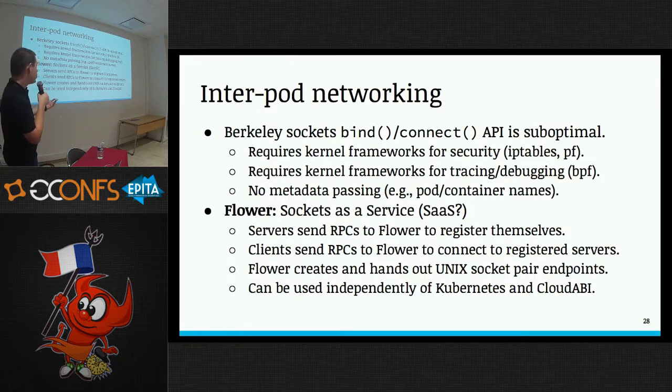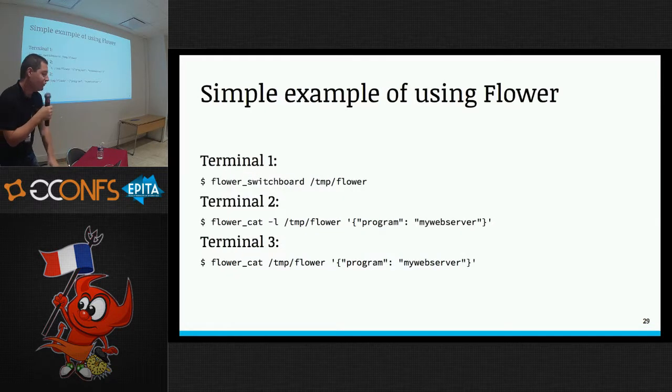This project is unrelated to Kubernetes and CloudABI. I mean, in practice you'd likely want to use those two in combination, but in theory you could use it separately. So how does it work? First of all, you start a process called the switchboard, which is just like a traditional patch panel. What you can then do is run these other commands, flowercat, which is a bit like netcat, to listen on the switchboard and connect to a process listening on the switchboard. And you can use labels to identify multiple processes listening on the switchboard. So this is a bit lame, doesn't really look exciting.